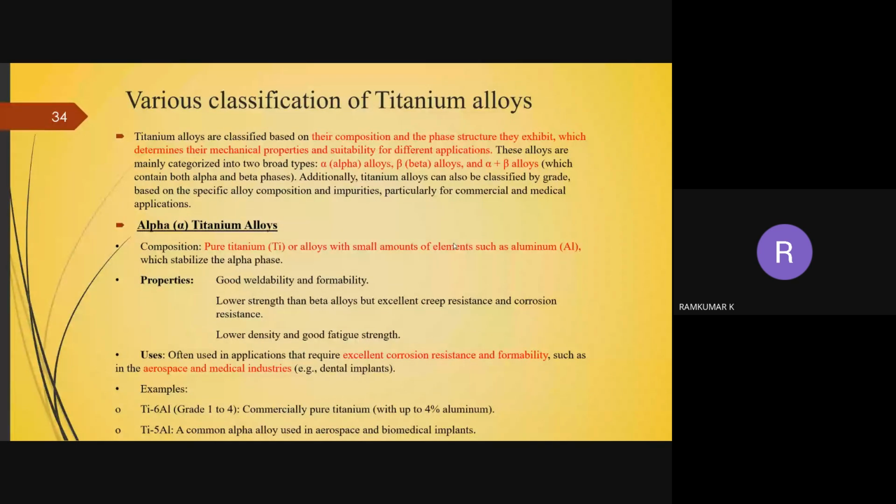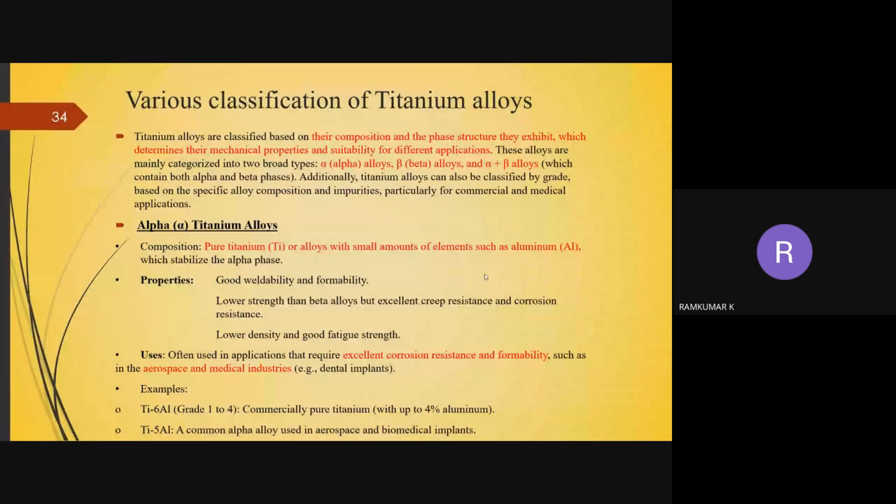So the various classifications, as you all know, depend upon the composition and the phase structure which they exhibit. This composition and phase structure determine its mechanical properties and applications. The broad categories are alpha, beta, and alpha plus beta alloys.